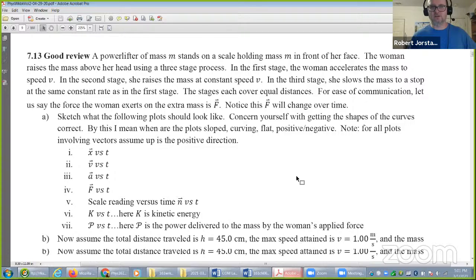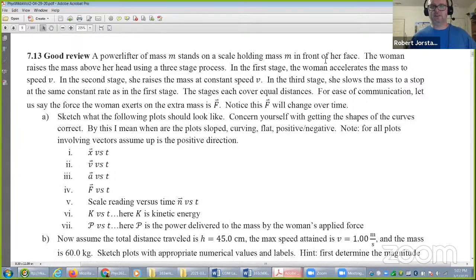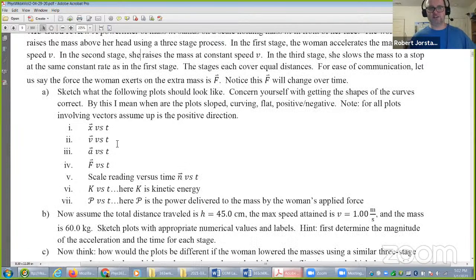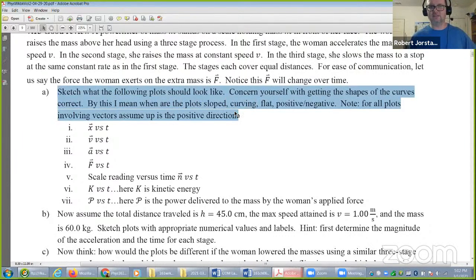This one is kind of cool. Suppose you have a power lifter and she's holding some mass in front of her face, and she's going to use a 3-stage process. Now, look at this question. This ties together all kinds of stuff. And notice I ask you to sketch the plots. You don't have to be perfect, but right, are they sloped up, downwards? Are they curving, flat, etc.?